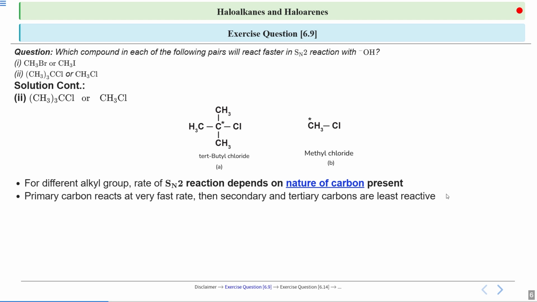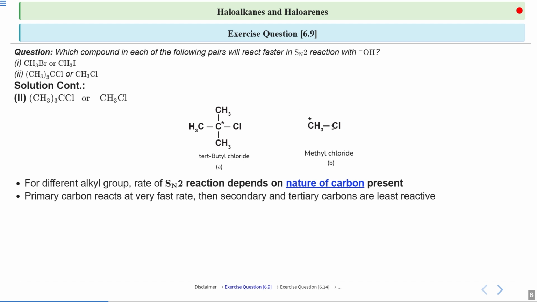are least reactive. Why? Because there is so much steric hindrance in the tertiary carbons. If you see this tertiary butyl chloride, around this star carbon, 3 different methyl groups are attached to it. Now when the hydroxyl group attacks this carbon from the side opposite to the carbon-chlorine bond, it will face steric hindrance due to the presence of these large methyl groups.